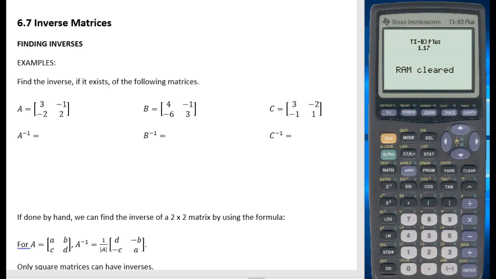In this section, we'll be discussing inverse matrices. Now, these will be important as we continue on to the next section where we're going to solve systems of equations with matrices. So, let's start with how to find an inverse.